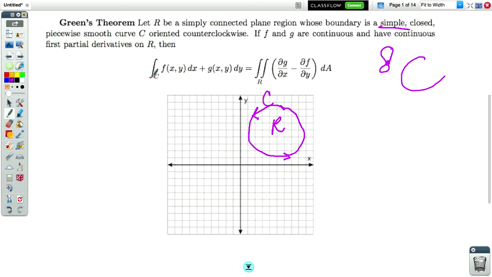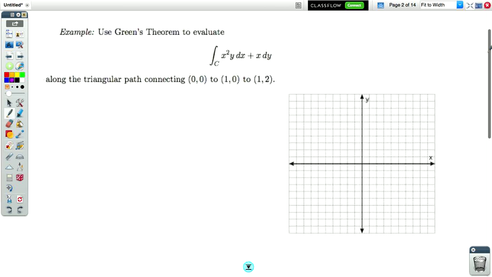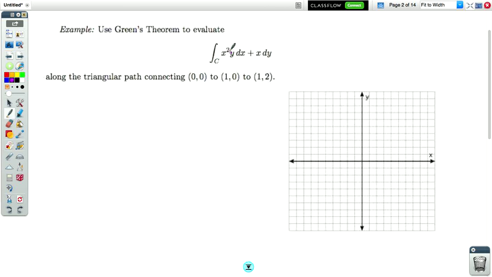Green's theorem says that instead of doing this line integral around this curve, you can take a double integral over this region of basically this difference of their partial derivatives. This might seem counterintuitive, to take this line integral, so a single integral, and turn it into a double integral, but let's see this in action. We'll do three examples of Green's theorem. The first one is: use Green's theorem to evaluate this line integral, x squared y with respect to x plus x with respect to y.